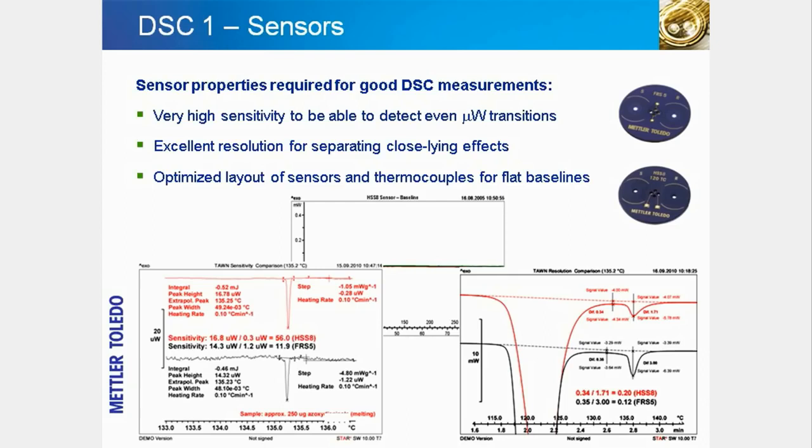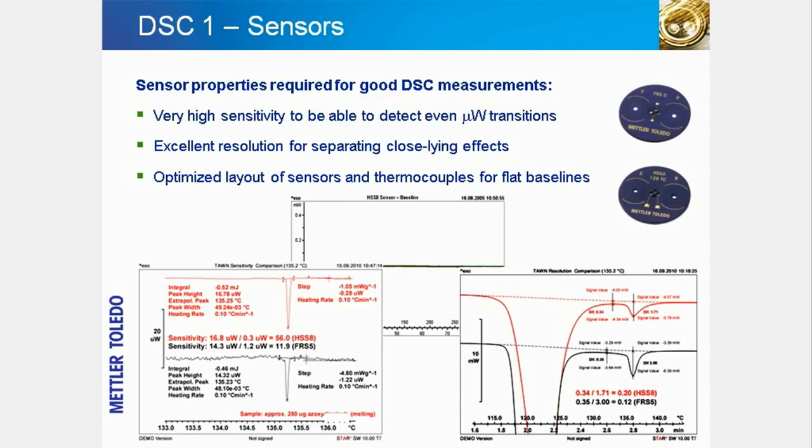The bottom part of the slide displays the results of tests that compare the sensitivity and resolution of both sensors. Better sensitivity means that it is possible to detect smaller thermal effects in the sample, or conversely, to use smaller sample amounts. The measurements were performed according to the so-called TAWN test guidelines, a universally recognized procedure used to test the performance of DSC instruments.